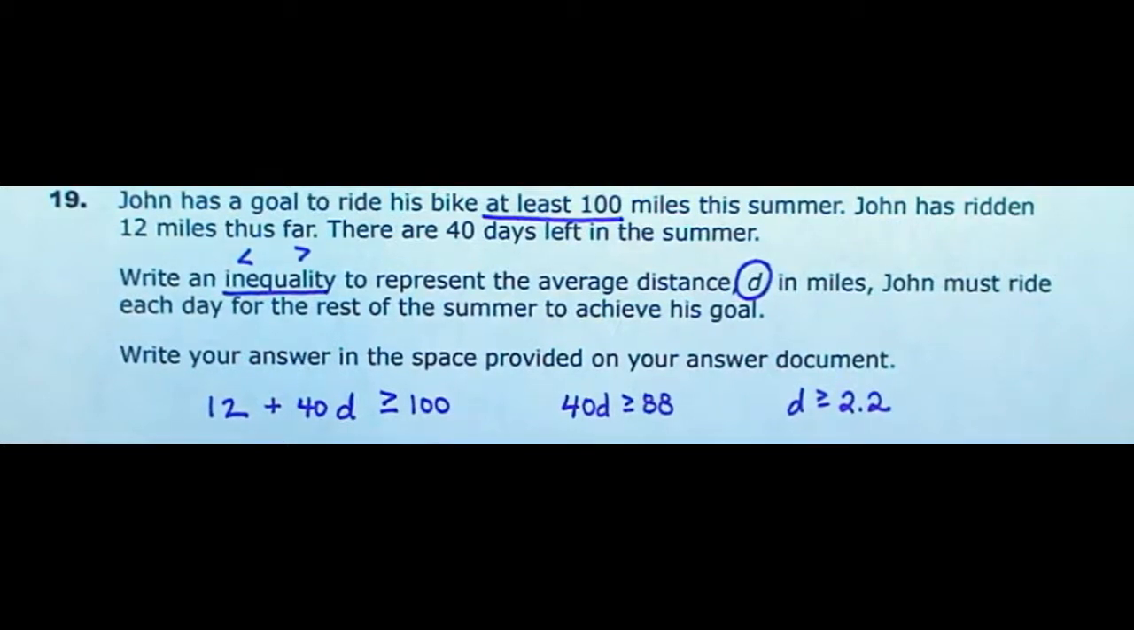But you need to make sure you're using the letter D and that you're using an inequality. This is not an equation because it says to write an inequality.